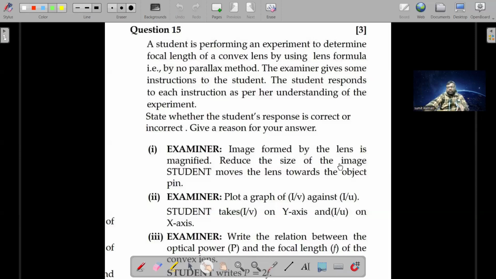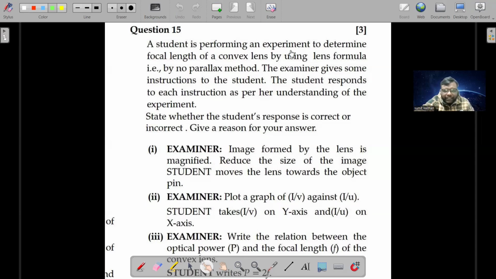Hello, dear students. Today we will solve one more problem. This problem is from optics, and it was asked in the 2024 ISC board exam. It's a class 12 problem, based on a very famous experiment, the object pin, image pin, optical bench experiment, in which we have to find the focal length. So this problem is based on that experiment.